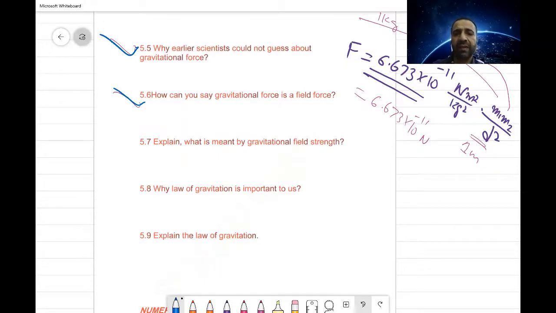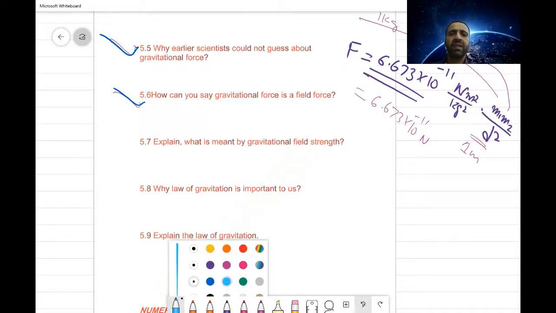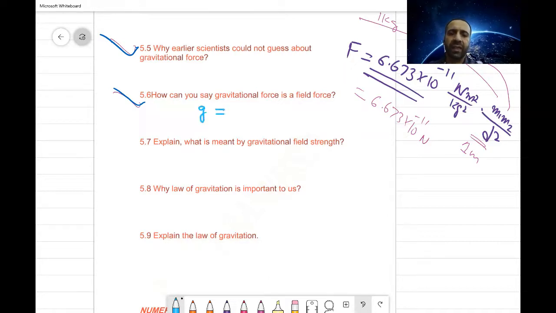Explain what is meant by gravitational field strength. If you remember, in my lecture I told you that the gravitational field strength is the gravitational force acting per unit mass, or rather the weight of an object per unit mass. So that is gravitational field strength. And then I told you it is measured in Newton per kilogram. The larger this value, the greater will be the gravitational force. The smaller this value, the smaller will be the gravitational force.